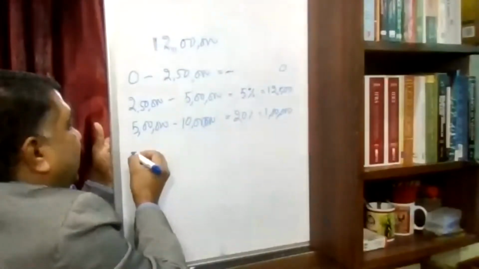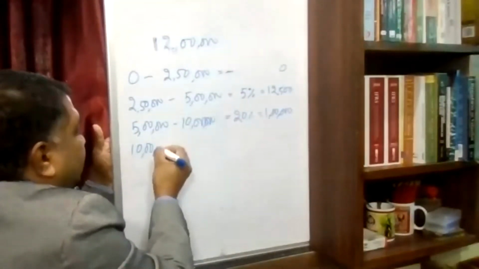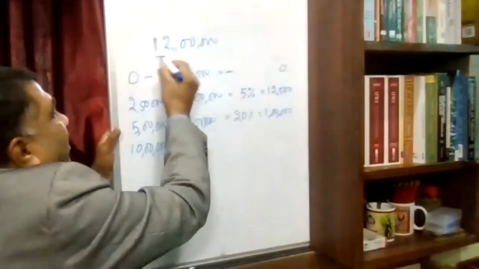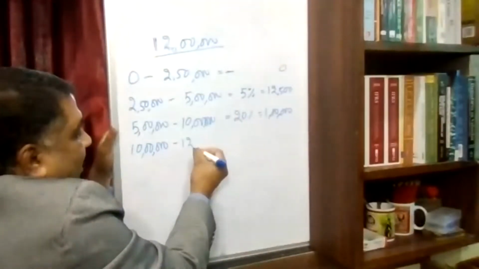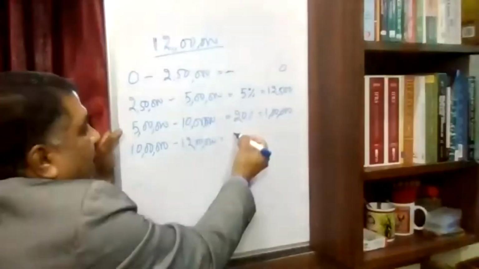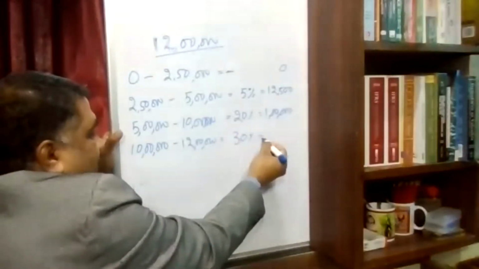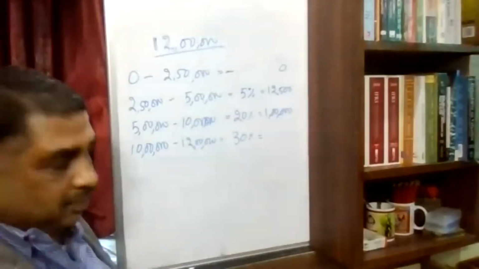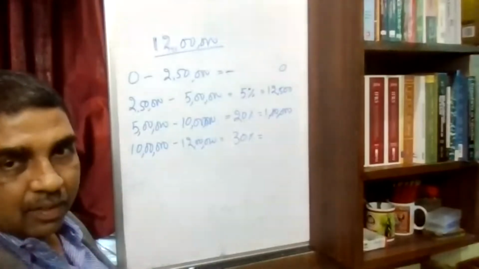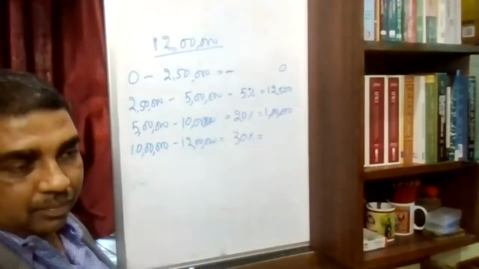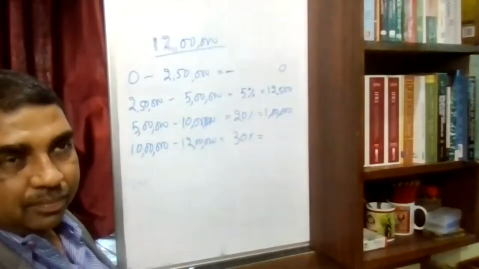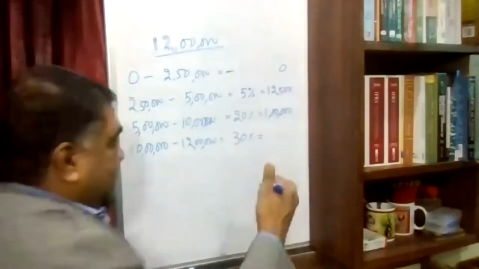Next, what will be the slab rate? 10 lakh to. The person is having total income of 12 lakh. So 10 lakh to 12 lakh. On this 2 lakh, the rate of tax is 30%. On this 2 lakh, 30%. How much is it? 60,000.